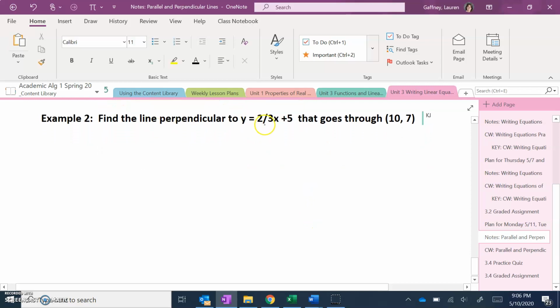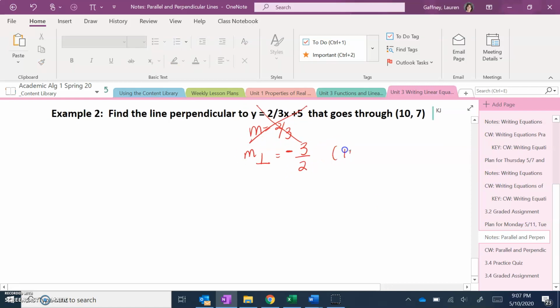Find the line perpendicular to this that goes through this point. So here my slope is 2/3. So the perpendicular, this symbol right here means perpendicular slope. I would flip the sign, and then I would flip the fraction. So that's my new slope. Once I get that, I'm done with that. I have my slope, and I have this point (10,7).